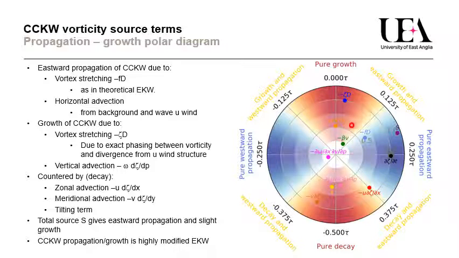When you add up all of those sources together, you get the total source term, which is this purple dot labeled S here, and you can see that the total source gives you eastward propagation, but also slight growth. So that's overall what's happening to the CCKW. We can maybe still think of the CCKW propagation and growth as somewhat like a highly modified theoretical wave, because the minus FD term is still the main term that gives us eastward propagation, but clearly there are many other terms contributing.